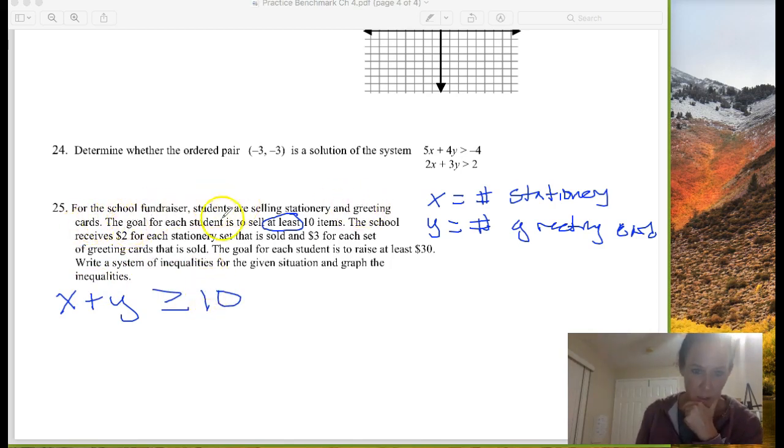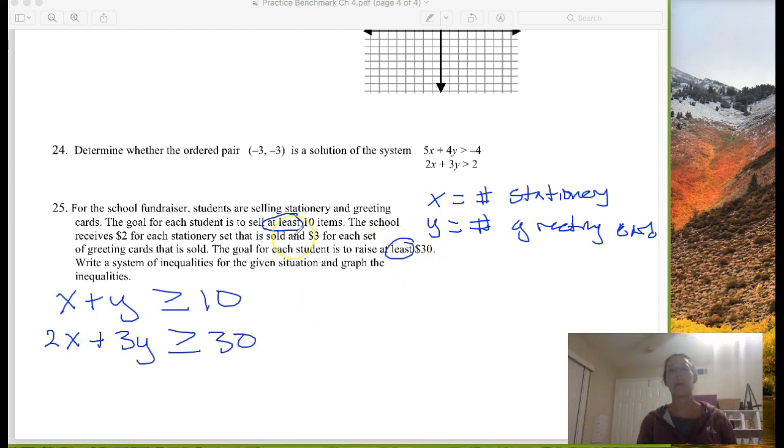Then you get $2 for each stationery set and $3 for each greeting card sold. So you want to raise at least $30. So I need the $2 times every stationery set plus the $3 times every greeting card. I need that amount to be greater than or equal to 30. At least sounds like less than again, but think about it. If it's at least $30, it has to be $30 or more. So I need this amount to be greater than or equal to 30. So there are my two inequalities.